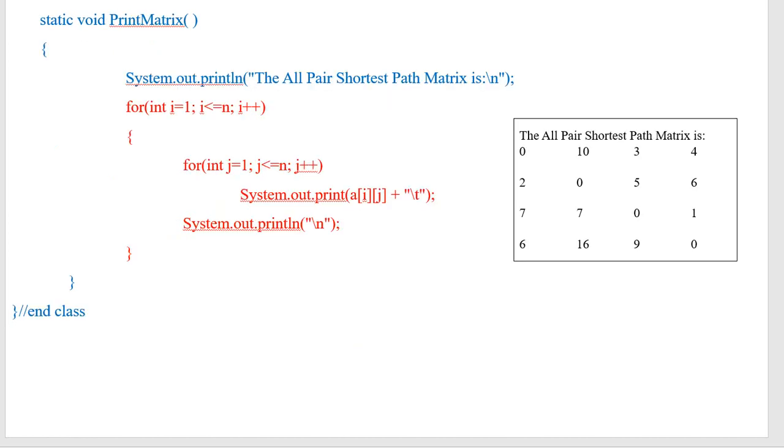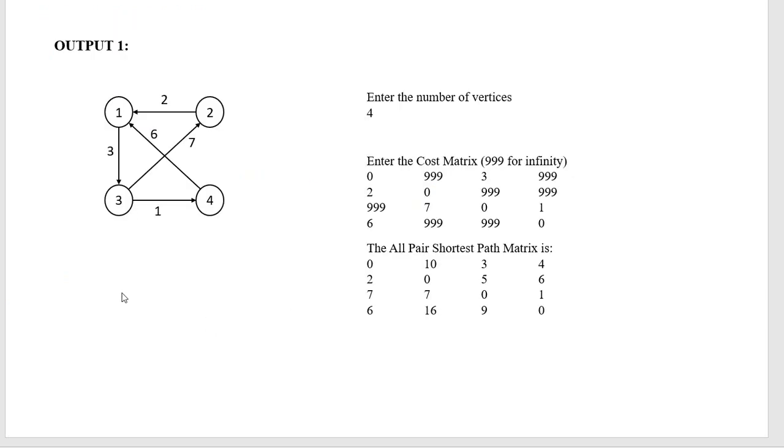To print the matrix, as you all know, we just require 2 for loops. This is the all pair shortest path matrix that you are going to get at the end of this program. To print the matrix, we have used 2 for loops and \t and \n in order to print it in the form of a matrix. This is the end of the class. This is the easiest program compared to all others. And this is the graph I have considered.